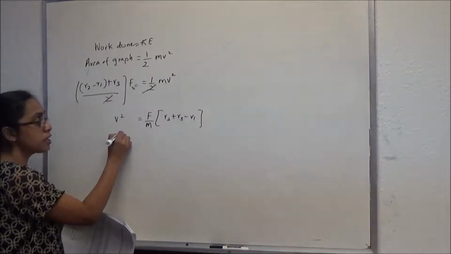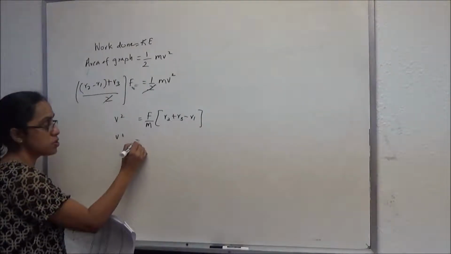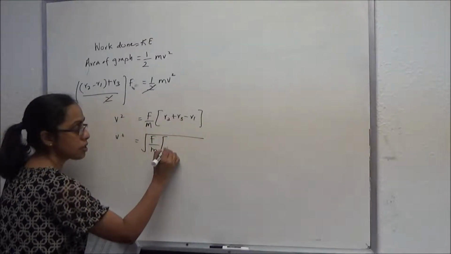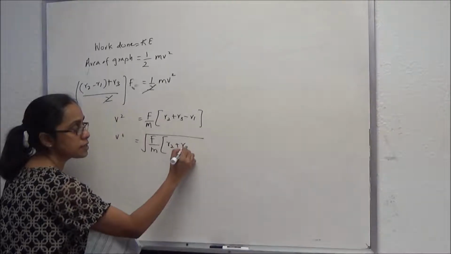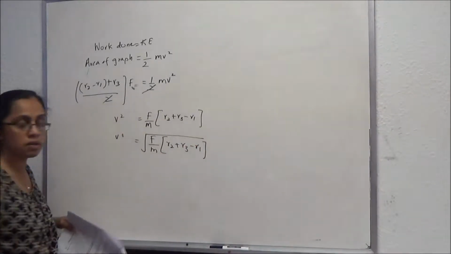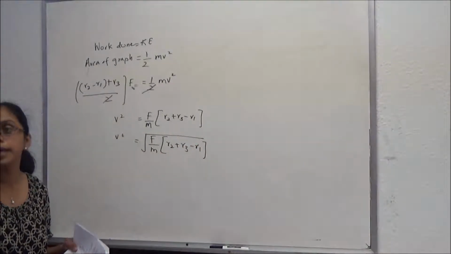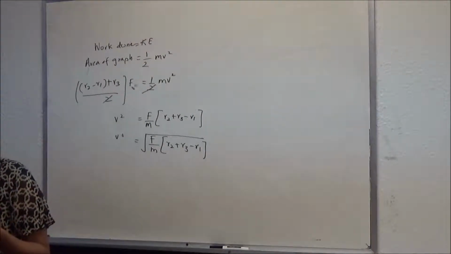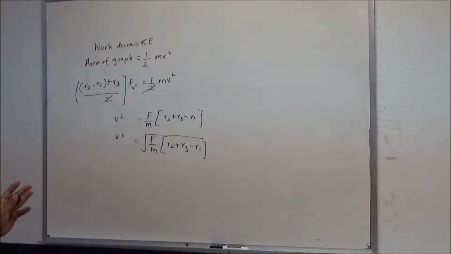I'll do the next step too. Square root of the entire thing: v equals the square root of F over m times (r2 plus r3 minus r1). Got it? Can you just leave it like that? Yes, that's how it is. When you have symbols, you must simplify it into the simplest form possible.